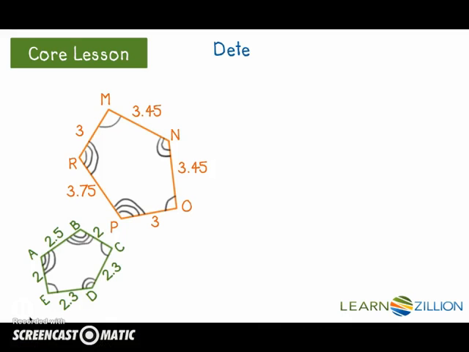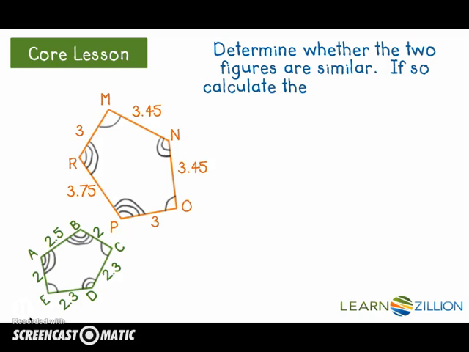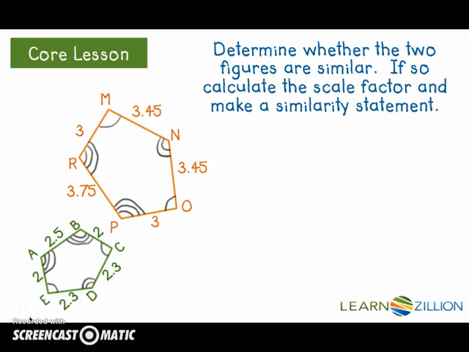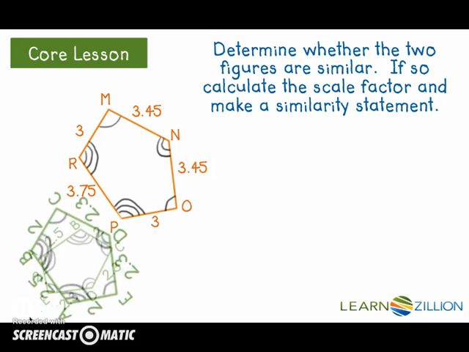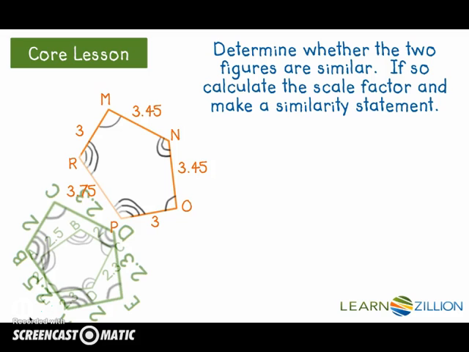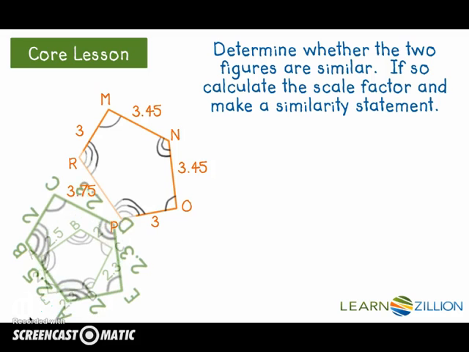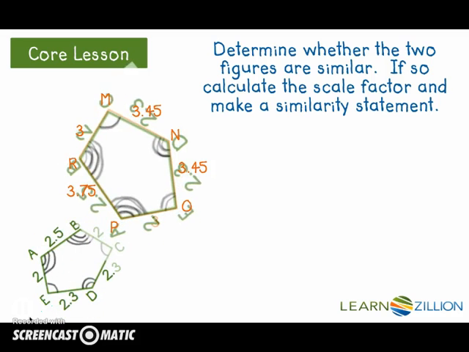If we need to determine whether these two figures are similar, and then calculate a scale factor and make a similarity statement, again, we're going to start with our first shape, A, B, C, D, E, and I'm going to start by rotating it to match up the corresponding angles, and then enlarging it. In doing so, we'll know that the ratio of the sides are congruent, and then I'm going to translate it up and to the right, and we see that the sides match up and the corresponding angles match up.